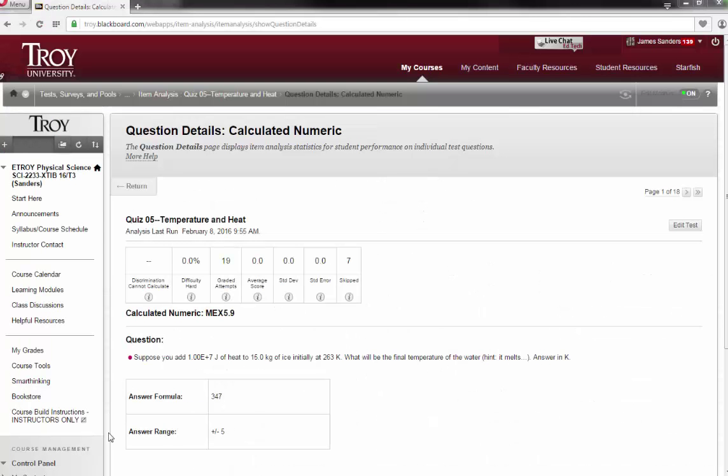And sure enough, if we look down here under the answer formula, it says 347 plus or minus 5. So if you had done this and put 348, it would have counted you as correct. If you did this and put 350, it would have counted you as correct. If you put 344, it would have counted you as correct. It looks like this time around nobody actually got this question correct, however.